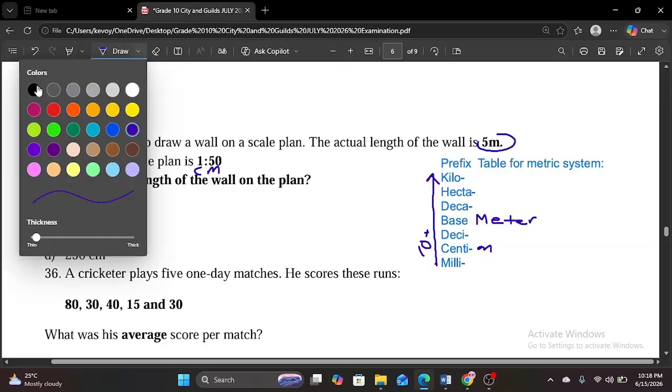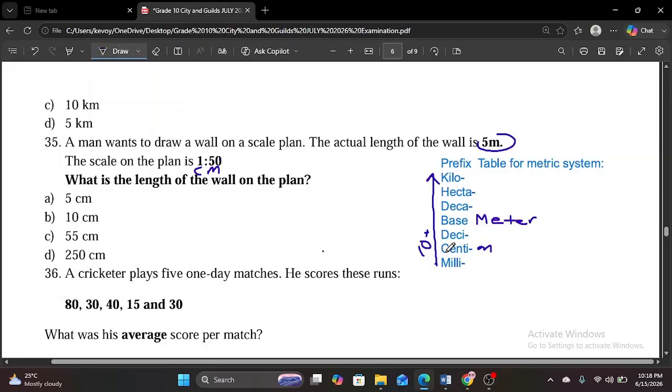It looks like this. Centimeters to meters, that's going to be one jump. So one unit to the next, that's 10. And the next unit from centi to base, that's another 10. So 10 times 10, that's going to be 100. So we just keep increasing by 10. From centi to meter, we move 2 times on our prefix table. So that's 10, 100. Therefore, 100 centimeters is equal to 1 meter.